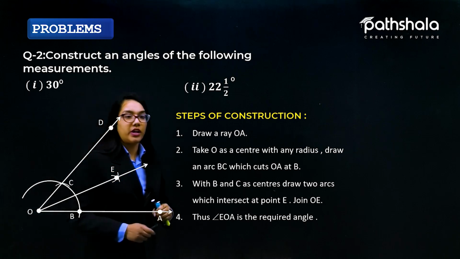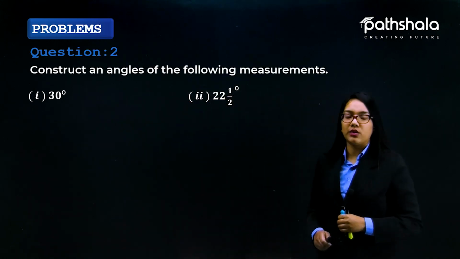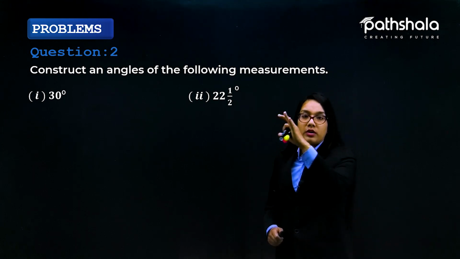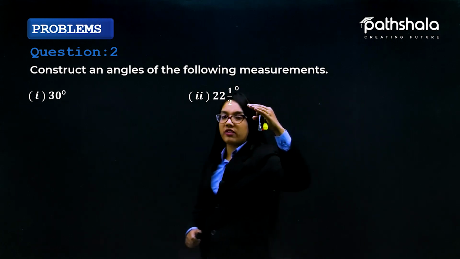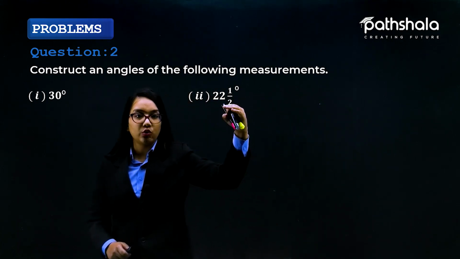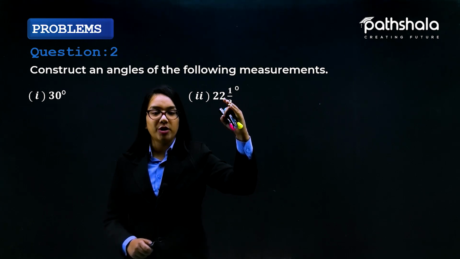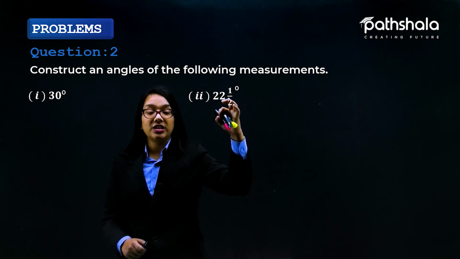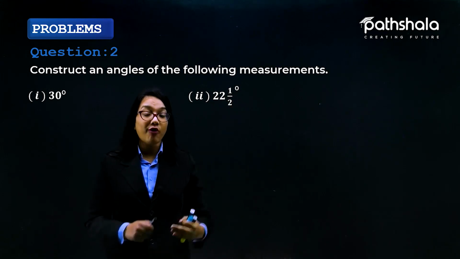Now let's talk about 22.5. In order to construct an angle of 22.5, let us convert this mixed fraction into a fraction: 22 into 2 is 44, 44 plus 1 is 45. So we have to construct an angle of 45 by 2, meaning half of 45.